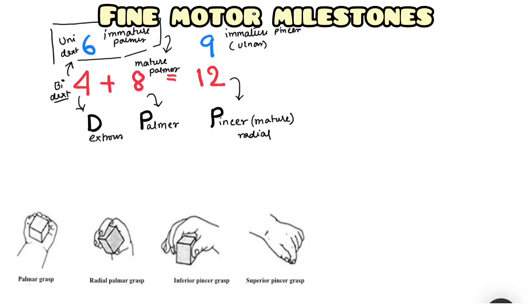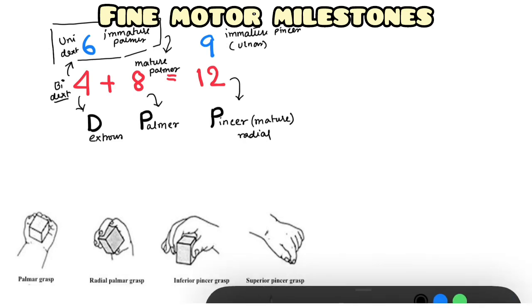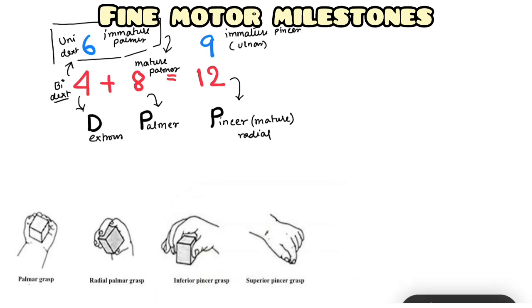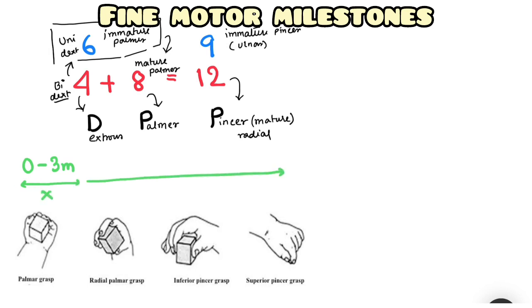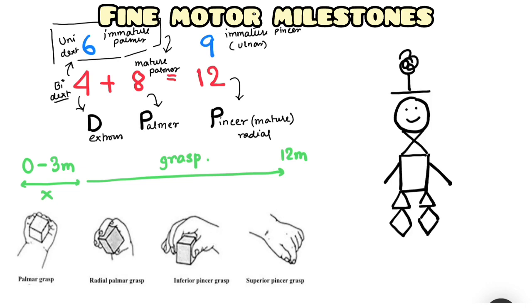That means if I summarize over here, from 0 to 3 months, there's nothing. From 3 months to 12 months, that is 1 year, you have this grasp concept. By 12 months, you can see that the baby has already developed a mature pincer grasp. That means a baby can grab a pen or a pencil. Now, after 12 months, the baby starts to draw. Based on those drawings, we can remember the developmental milestones from 1 year onward.